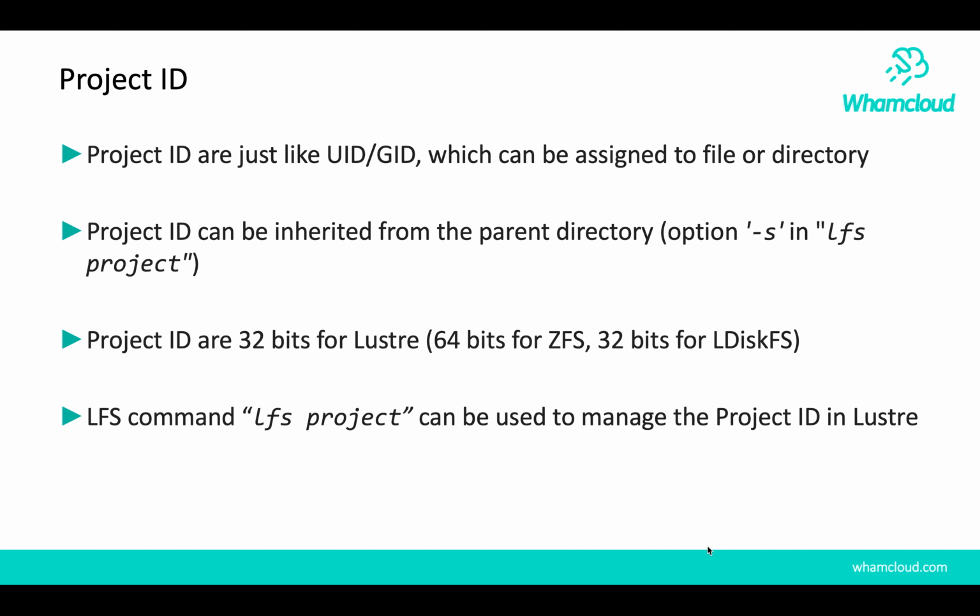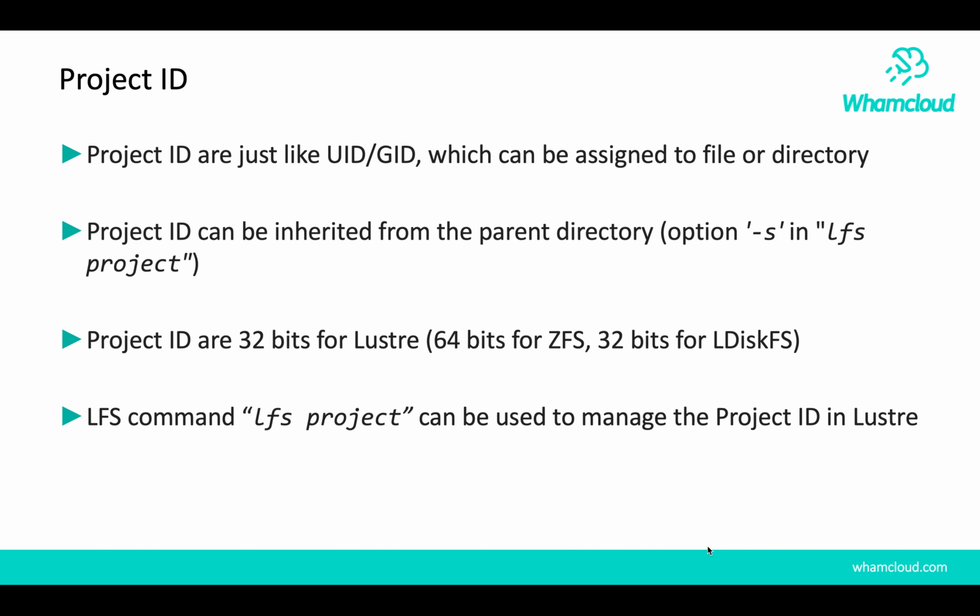In Lustre, the project ID is 32 bits, but it's a little different for the back-end file system. LDiskFS has a 32-bit project ID, but ZFS is 64 bits. By the way, the user ID and the group ID are also 64 bits in ZFS and 32 bits in LDiskFS.